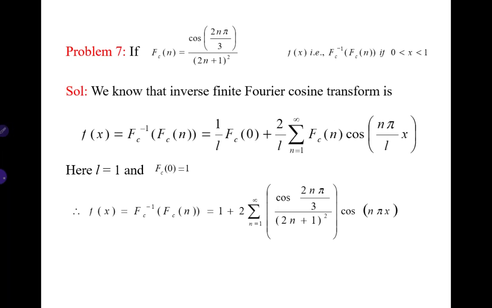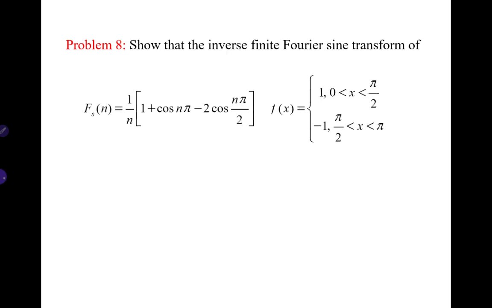Therefore, we obtain the inverse Fourier cosine transform of fc of n, given by f of x as 1 plus 2 times sigma cos 2n pi by 3 by 2n plus 1 whole square into cos n pi x. Now let us look into another problem.